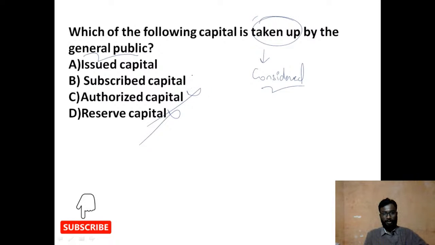So subscribed capital, again, try to understand. Subscribed capital is the familiar or considerable part of an organization. So issued capital is the only considerable thing.